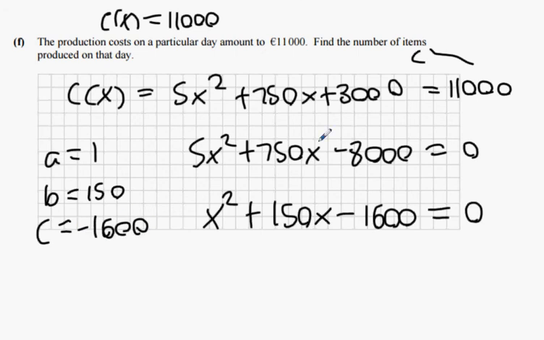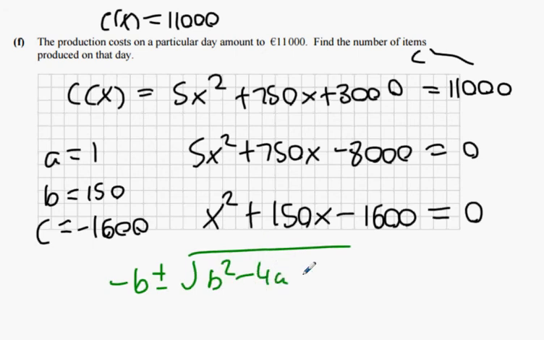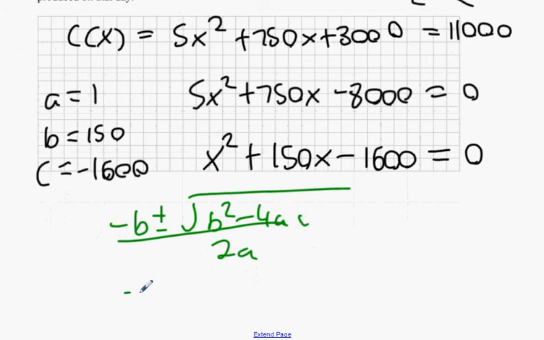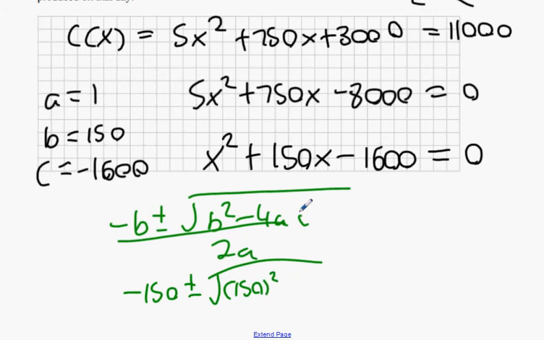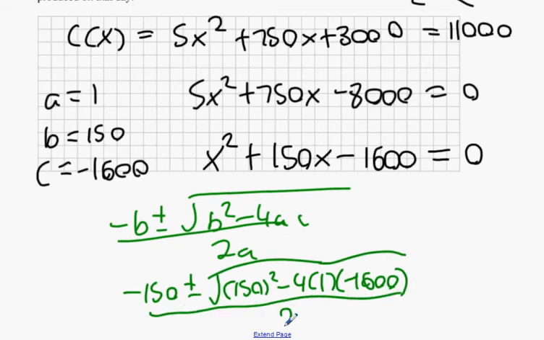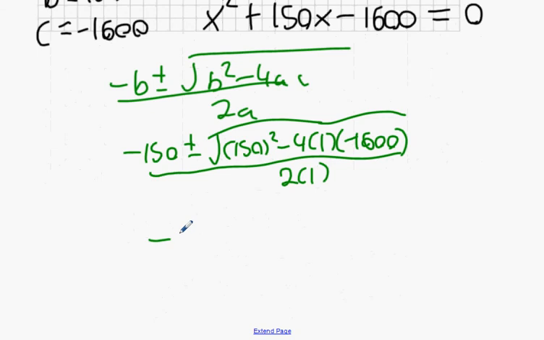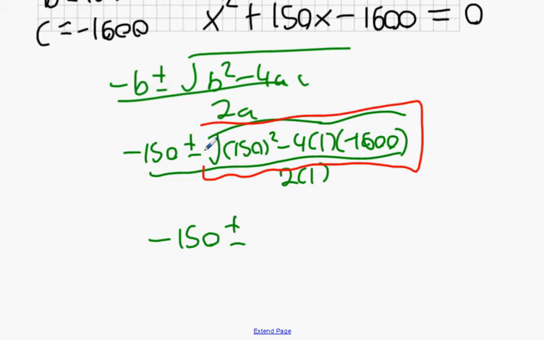What I then look at is this, guys. Minus b plus or minus the square root of b squared minus 4ac, all over 2a. I've got to plug it all in. Minus b is minus 150 plus or minus the square root of 150 squared minus 4 times a times minus 1,600, all divided by 2 times a, which is 2 times 1. I rewrite it again. What do I always do, guys? I just circle that. Okay? And I put it into the calculator. Once I put that into the calculator, I'm going to get 170.